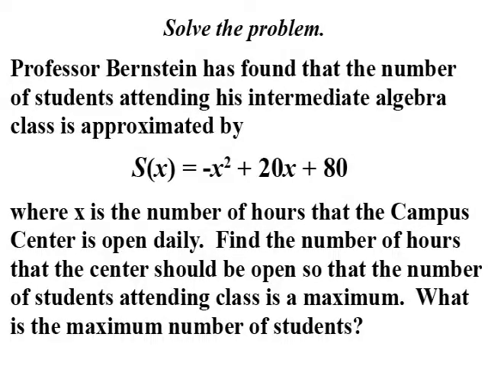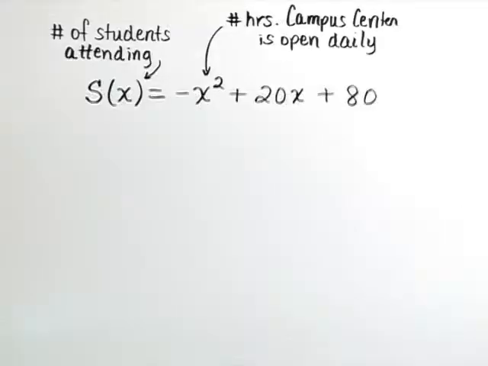Solve the problem. Professor Bernstein has found that the number of students attending his intermediate algebra class is approximated by S of x is equal to negative x squared plus 20x plus 80, where x is the number of hours that the campus center is open daily. Find the number of hours that the center should be open so that the number of students attending class is a maximum. And what is this maximum number of students?